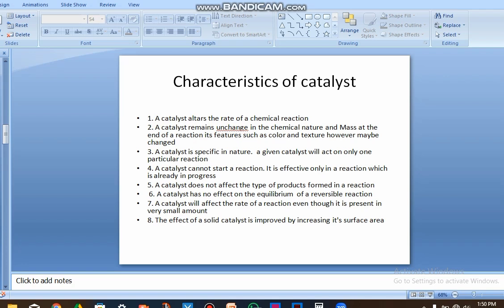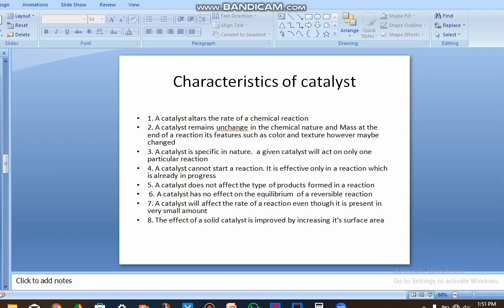So take note, the effect of a solid catalyst is improved by increasing its surface area. I want you to take note of this, number 8. Exam question: a solid catalyst is improved by A, increasing its surface area. Increasing its surface area is the correct answer. So that is the answer. A solid catalyst is improved by increasing its surface area. So please take notes.